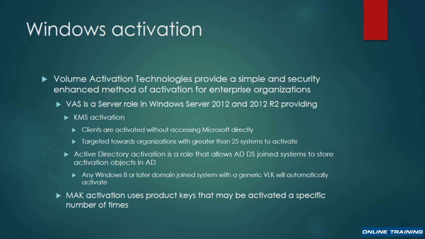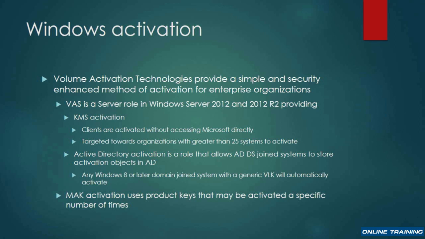So volume activation technologies are going to be used in enterprise deployment scenarios, and they're going to simplify and secure an enhanced method of activation. Volume Activation Services is a server role in Windows Server 2012 and 2012 R2, and it provides essentially 2 different kinds of activation. The first is KMS, or Key Management Service. In this case, clients are activated without accessing Microsoft directly. Instead, they access an internal KMS server, and that will do the activation.